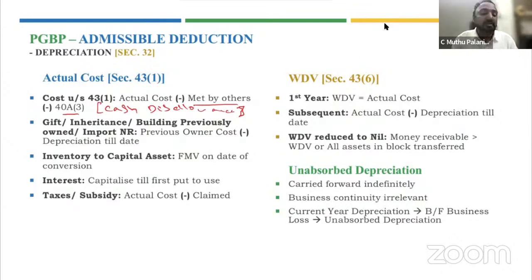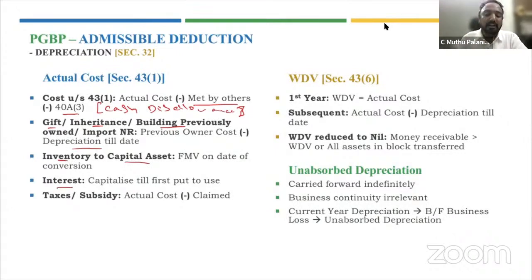But in some cases, cost will be different. For example, if it is a gift or inheritance or a building previously owned by someone, you take the previous owner's cost. You provide depreciation till date. The previous owner purchased it in 2018. He has gifted me in 2022. For 2018 to 2022, I will provide depreciation and calculate the WDV. That will be considered as my cost. Even though I have got it as a gift or inheritance, I still have to treat it as a cost in my books of account. What if inventory is converted into a capital asset? The fair market value on the date of conversion will become the cost.